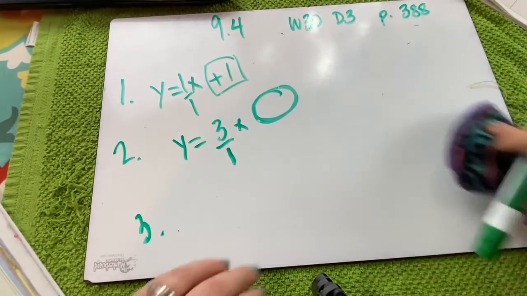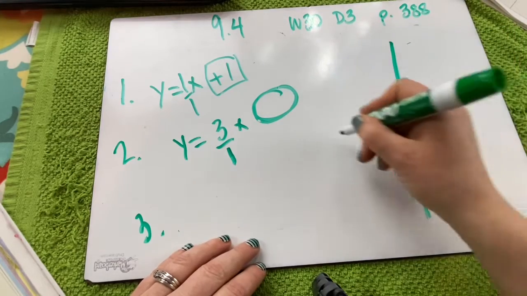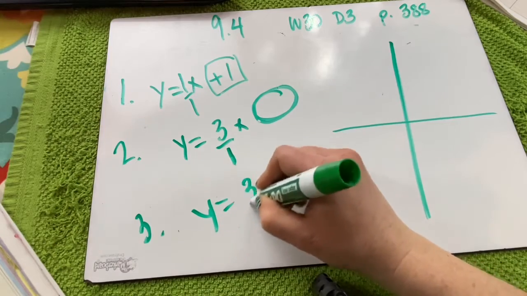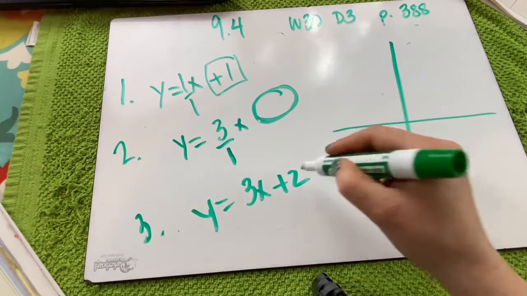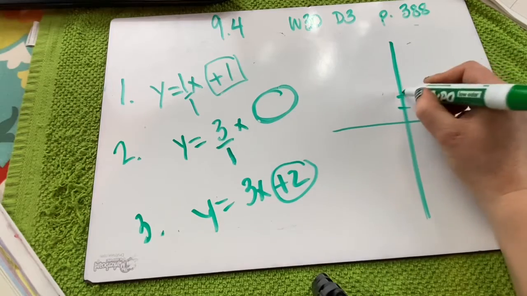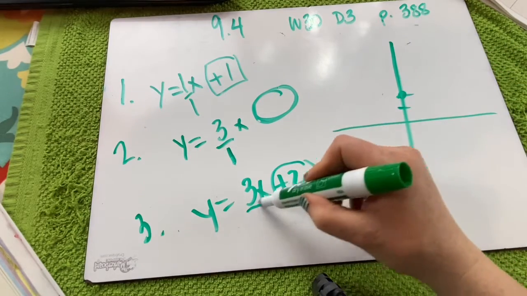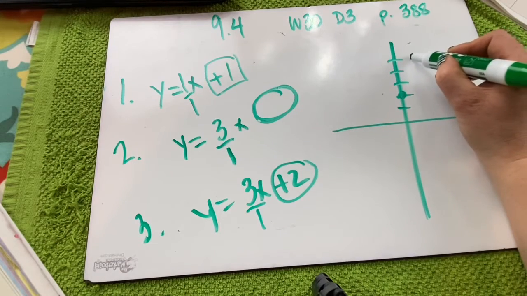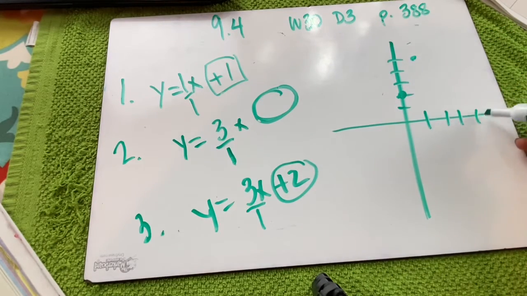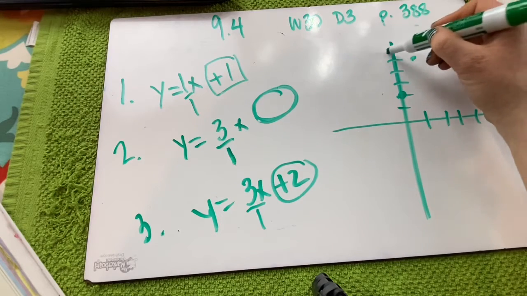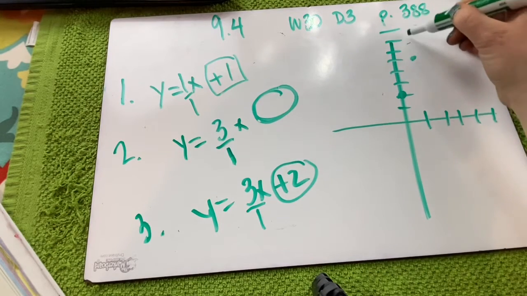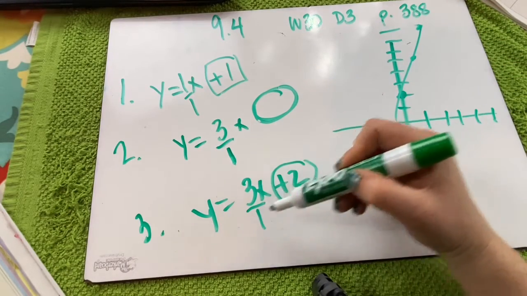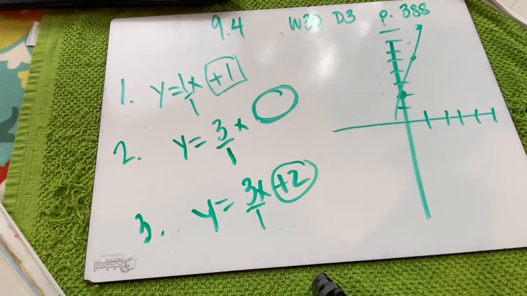Okay, number 3, I'm gonna make sure every time you guys do it, you do a new graph. So y equals 3x plus 2. So where are we starting at? I'm starting at +2. And I'm going up 3 over 1. So 1, 2, 3. Up 3 over 1. If there's just a single number here, you're doing it over 1.